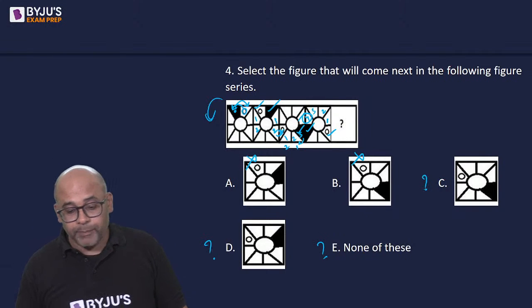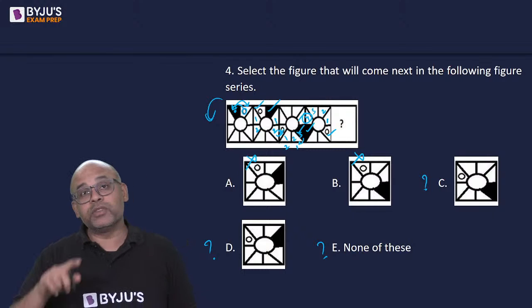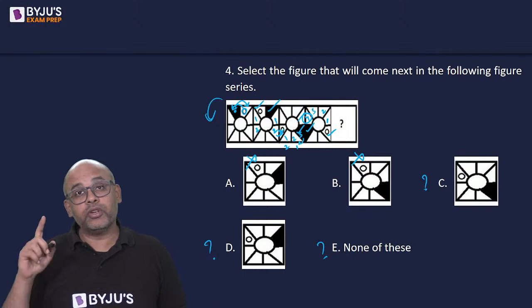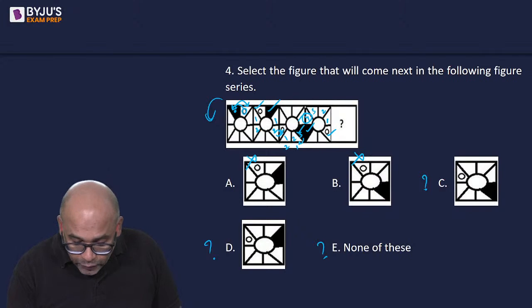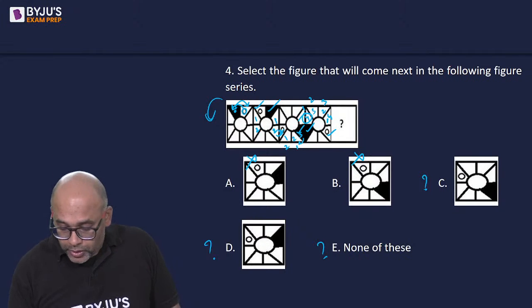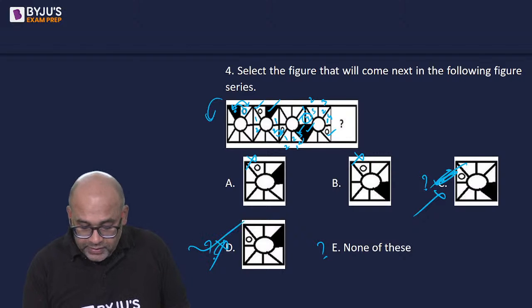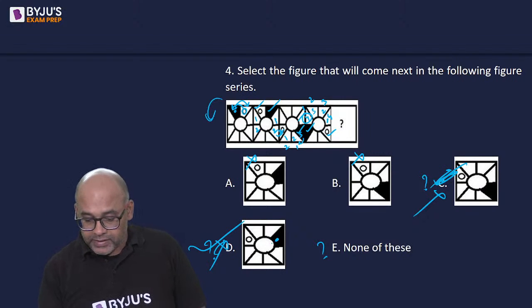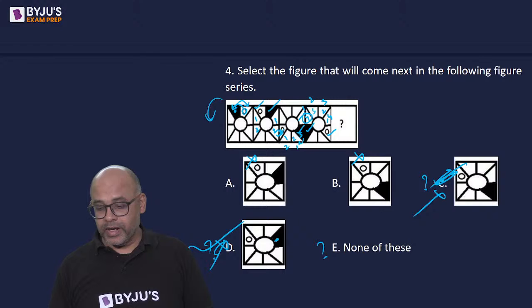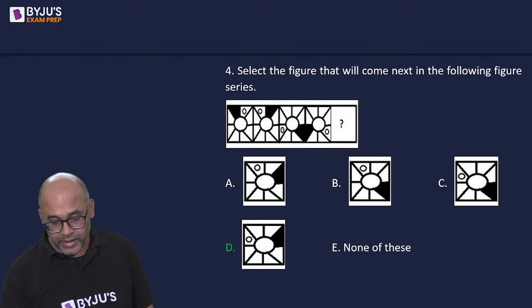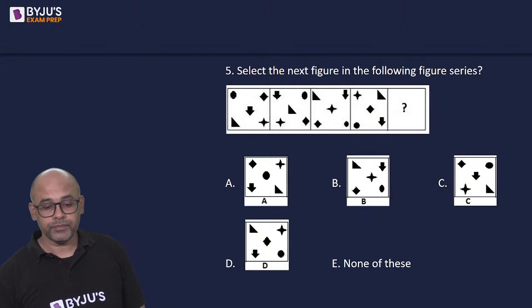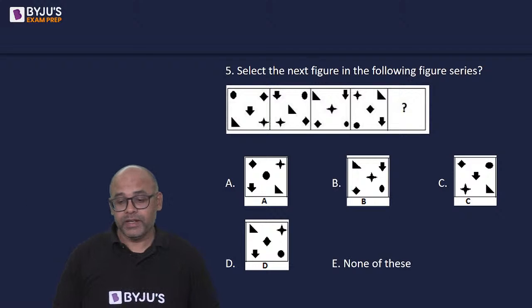And what about the dark part? The dark part is going in the clockwise direction. It should go clockwise 4. Clockwise 4 is 1, 2, 3, 4. So you are going to get option C and D. Option C is wrong. Option D is correct because this is the position that you want. Clear? So that is your answer, option D.